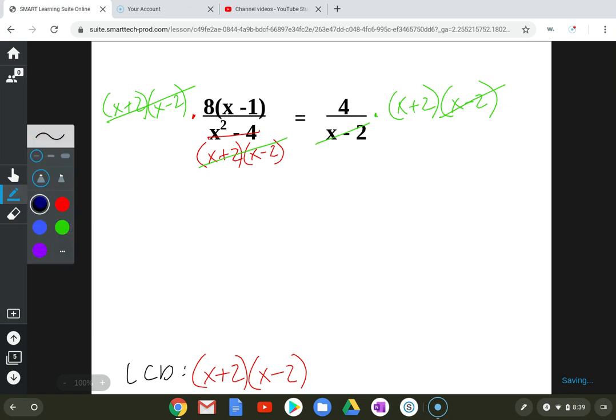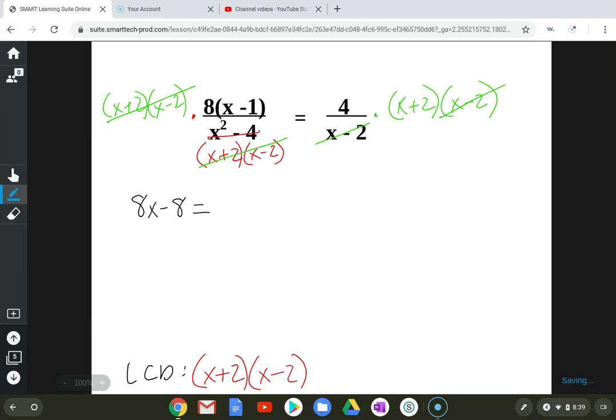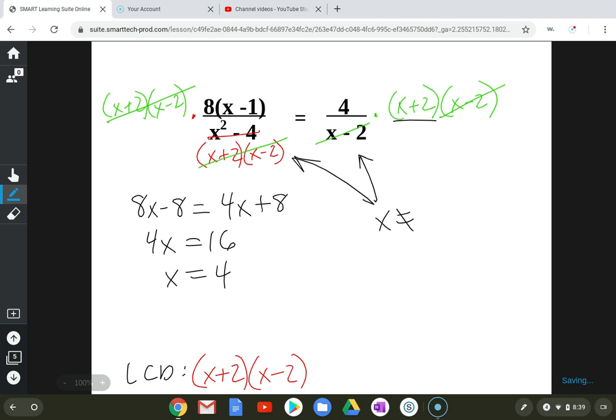So let's write what we have left. On the left-hand side, all we have is the 8 times x minus 1, which I'm going to write as 8x minus 8. On the right, we have 4 times x plus 2, which I'm going to write as 4x plus 8. If I subtract a 4x and add an 8 and then divide by 4, I get x equals 4. Is that okay? Let's check. Based on these two denominators, we knew that x cannot equal 2 or negative 2. This is okay. So that's our solution.